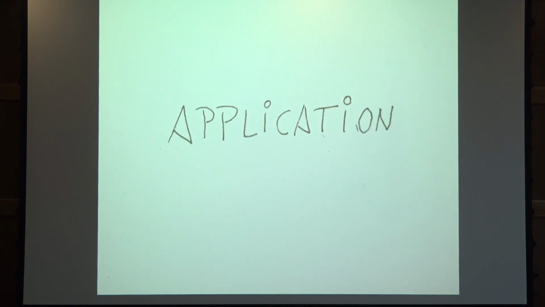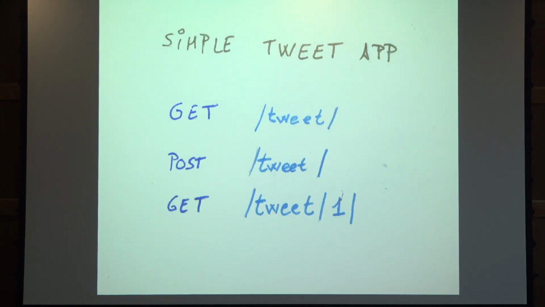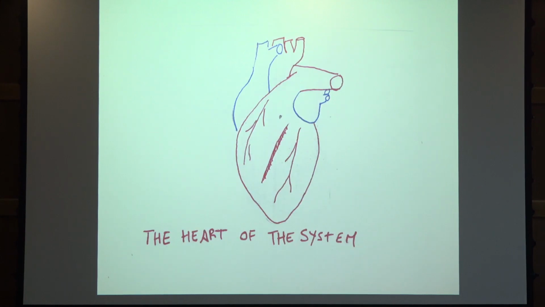The application is actually a very, very simple tweet app. It's a RESTful application. You can get the list of all the tweets in the system, you can post a new tweet, and you can get each individual tweet. The tweet is basically just a timestamp and 140 characters. Unfortunately, I don't have the 280 characters yet, but that can be changed. This is really the heart of the system, what your application should be about.